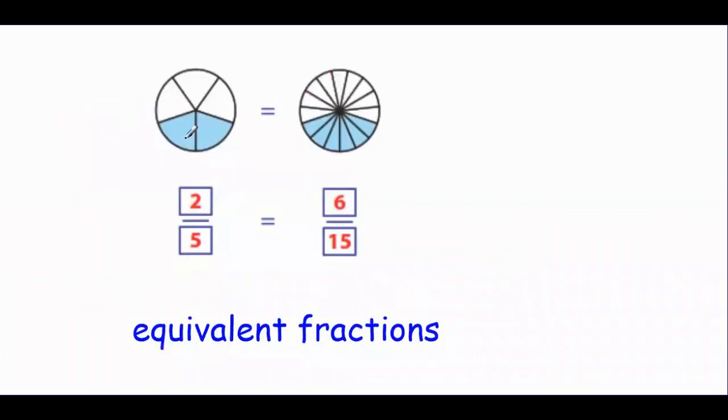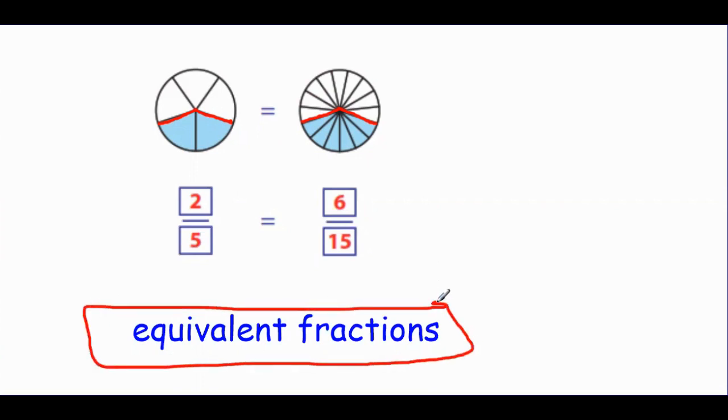Okay, so I have another example here. These two pizzas: one is divided into 5 parts, and I take 2. Look at the colored part. This pizza is divided into 15 parts. I take 6. Look at the colored part. You will find that the colored part is the same. So they are equal, even though they are different in numbers, they are the same part of the pizza. So I call them equivalent fractions. So 2/5 is the same as 6/15.